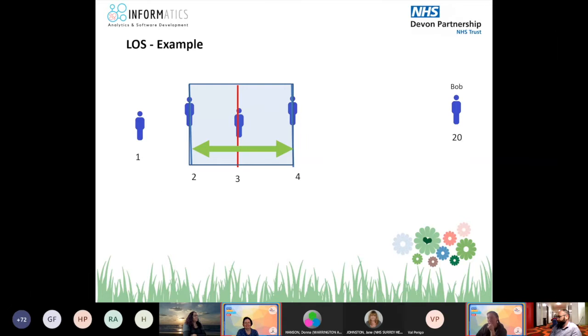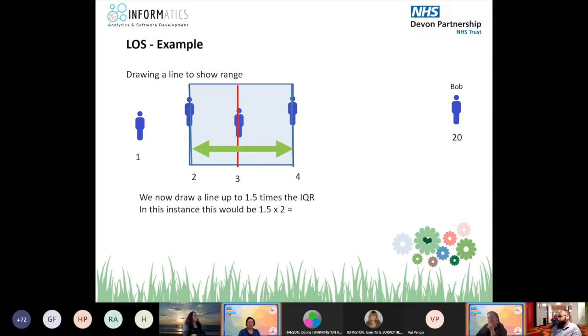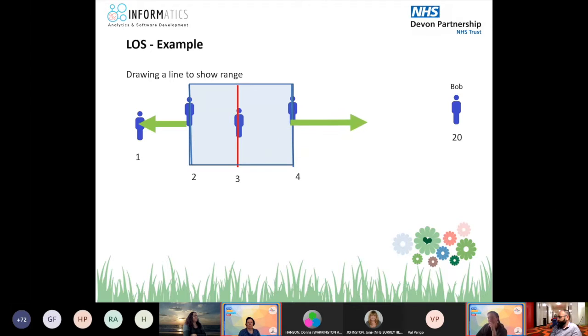So let's say we keep it super simple. We can draw a line now to show our range. We draw a line up to 1.5 times our interquartile range, which in this case would be 1.5 times 2, which, again, hopefully this maths isn't blowing your mind too much, gives us a nice answer of 3. So we now draw a line to show that range. That one goes out there, that one goes out there. If the line reaches the maximum or the minimum data point, then we just leave it there. So we can tidy that up and just show it with a line.